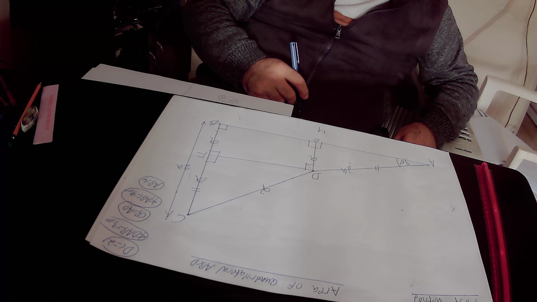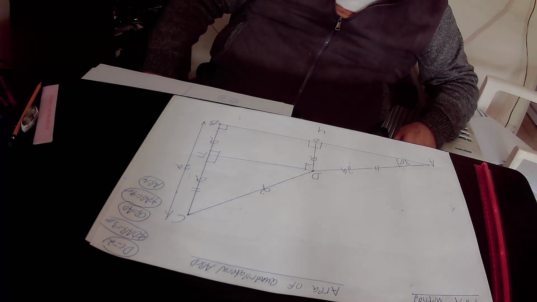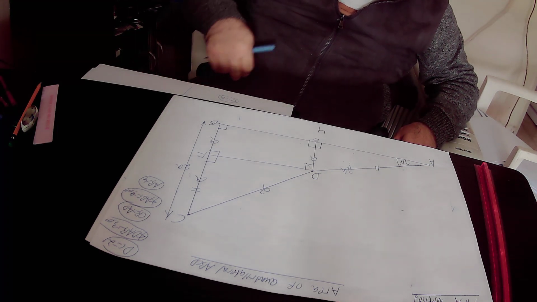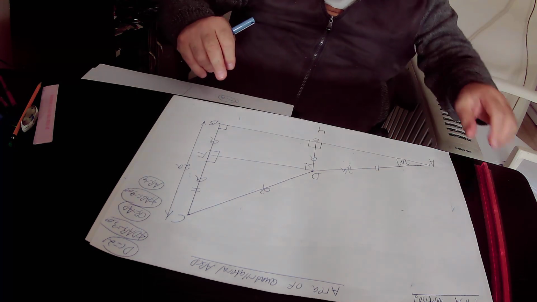In the next step, we will connect together points D and B by a straight line.